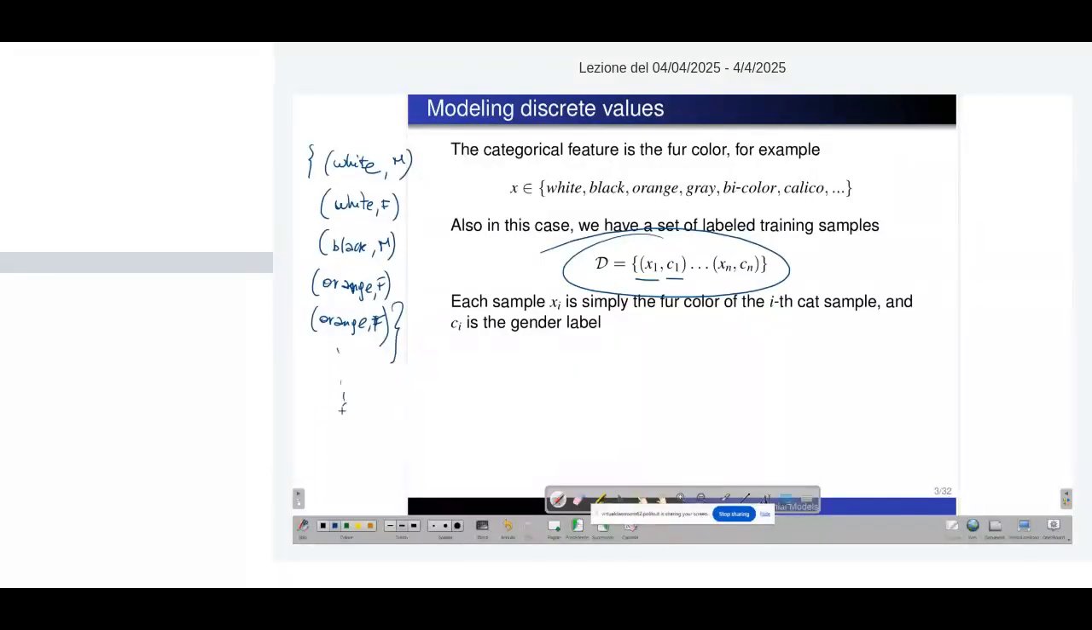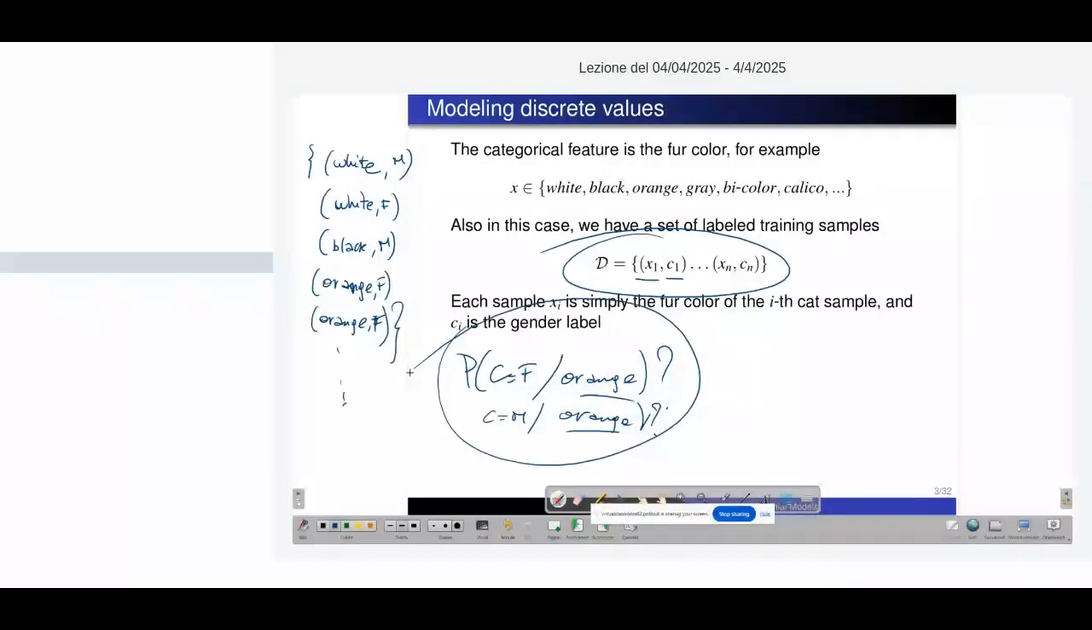From this, we want to create a model that gives us the answer, what is the probability of female, for example, given that the color is orange. And then the same for male. Once we are able to answer these 2 questions for every color, then given a color, we can predict. So a test sample will be the color of a cat we want to predict. Given the color, we can say what is the gender of the corresponding cat.